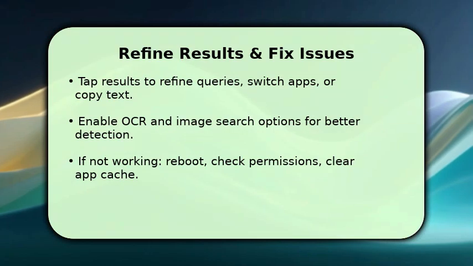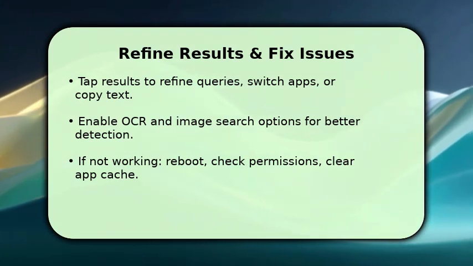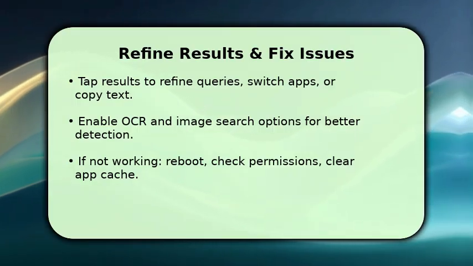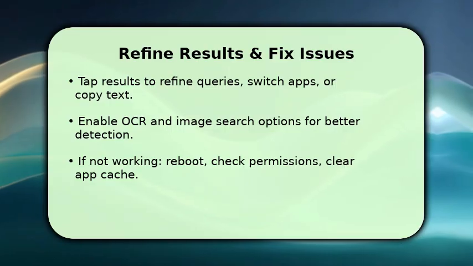Finish by learning to refine what Circle returns. Tap any result to open the app, copy text, or run follow-up searches. This is how you turn a quick capture into a specific action.